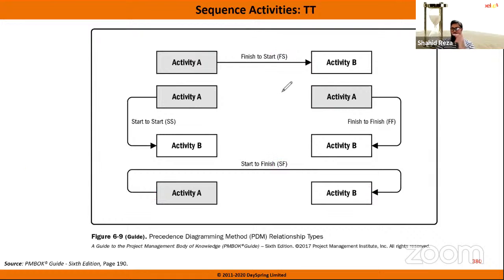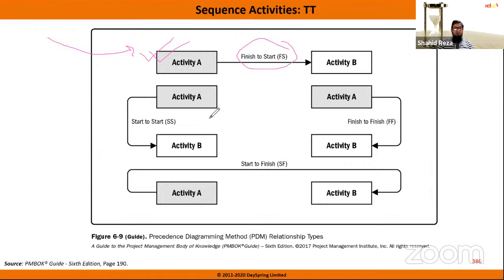So 2 important things you have to remember. One thing is mostly used. Generally, we use this one, finish to start. This is the mostly used relationship between the tasks. That means we do the jobs to the tasks sequentially.